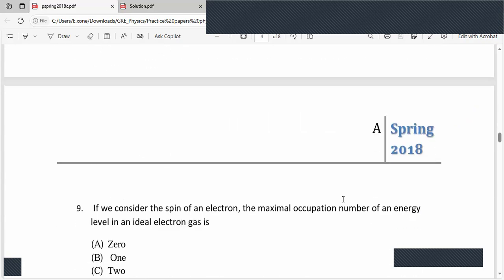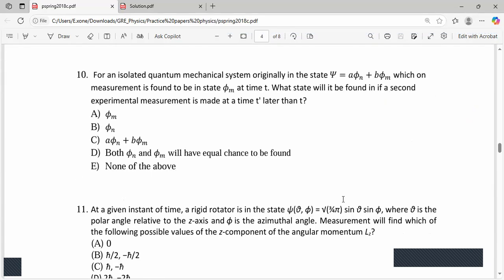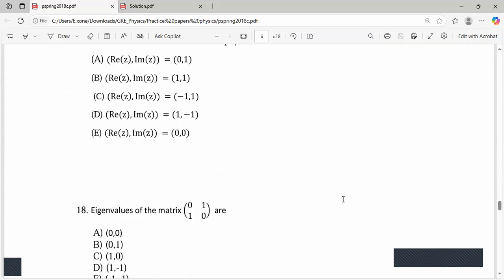So in the next video, I will go further deep into the problems of quantum mechanics and again some mathematical methods.